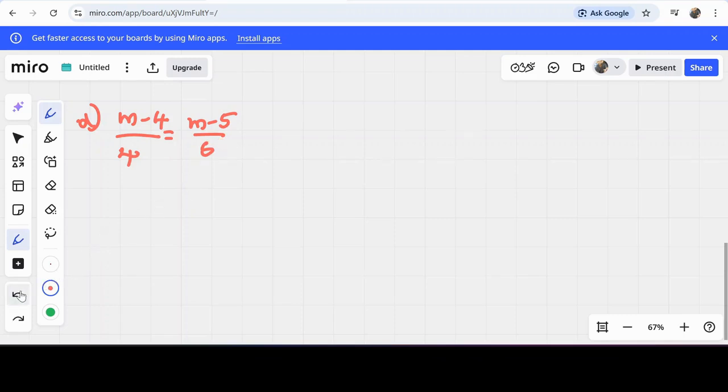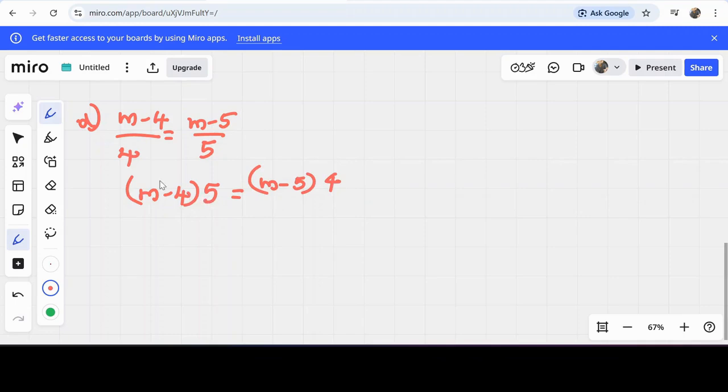Here also it's similar to the previous question. m minus 5 divided by 5, we can simply cross multiply. Why? There is an equal sign here. So whenever there is a fraction in the equation, we have to do the cross multiplication. So I will write m minus 4 in the bracket times 5, which is equal to m minus 5 in the bracket times 4. Why do I put the bracket here?